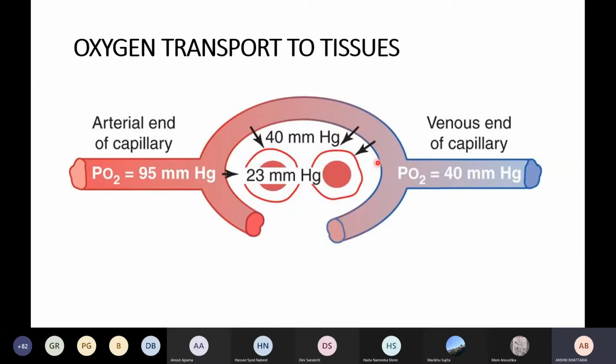And then when it reaches the venous end, again its partial pressure of oxygen is 40 millimeter of mercury. And from the interstitial fluid, the oxygen travels to the cells and tissues as well, right? In the cells, the partial pressure of oxygen ranges from 5 millimeter of mercury to 40 millimeter of mercury, averaging about 23 millimeter of mercury. So again, there is a pressure difference. So oxygen travels along its gradient, it diffuses, and it also reaches the cells.